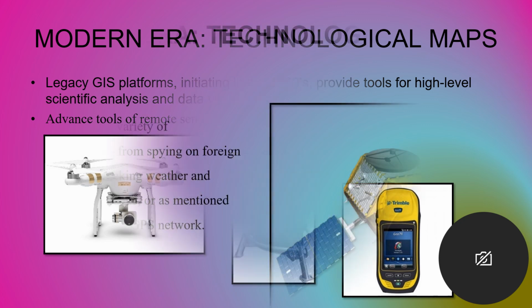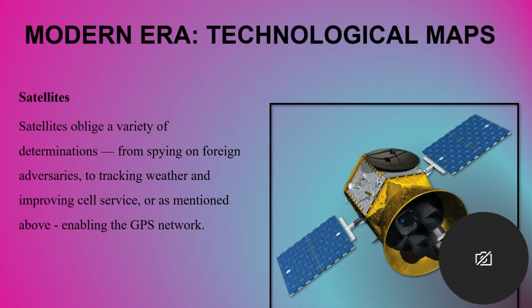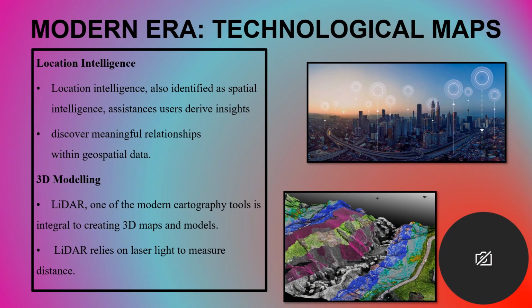Next, as we all know, satellites are the major thing. We are getting satellite imagery from the satellites, and that is the remote sensing, getting data from the very height to track weather and other things. We are getting each and every detail because of these satellites. Then we have spatial intelligence and 3D modeling, that is LiDAR, one of the modern cartography tools integral to creating 3D maps and models. It relies on laser light to measure distance.